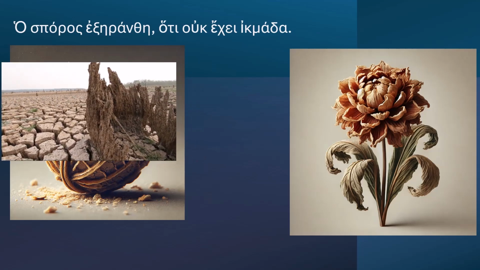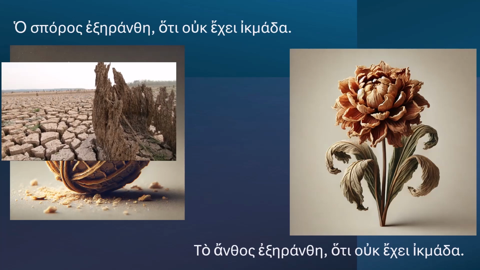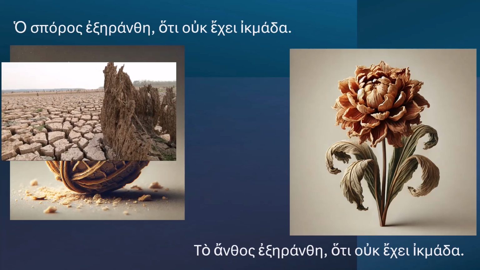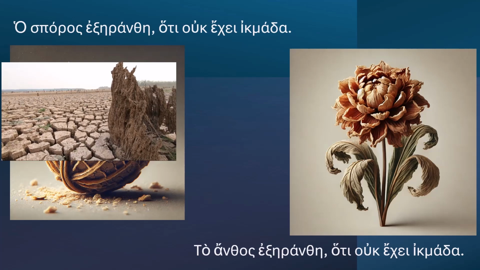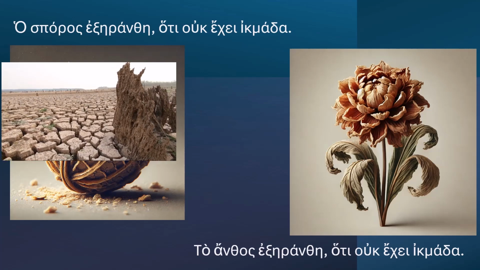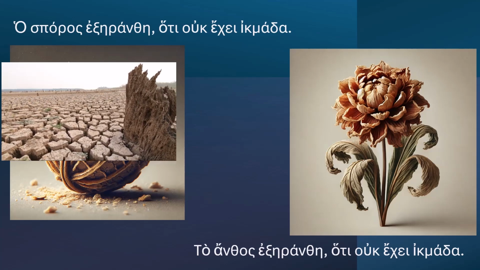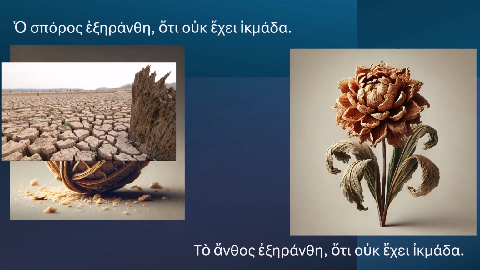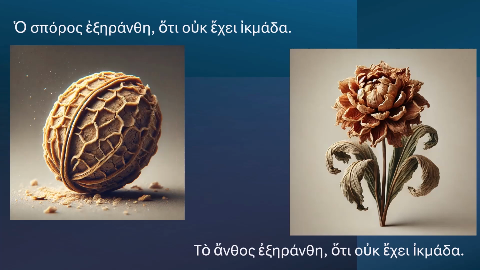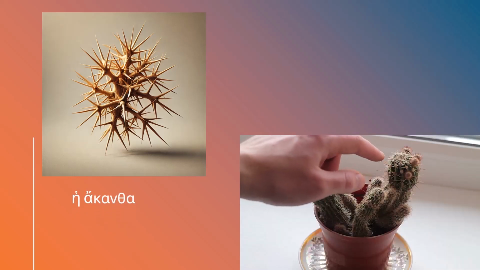Now for the image on the right. To antos exiranti oti uk echi ikmada. So the object there was a word that I didn't really cover very much, but the object is to antos, and then what it's doing in the image, exiranti, and the reason why, oti uk echi ikmada. All right, another image here that expresses an important concept. Ikanta.